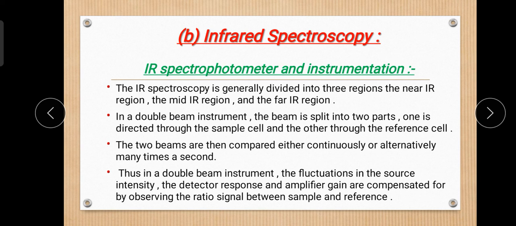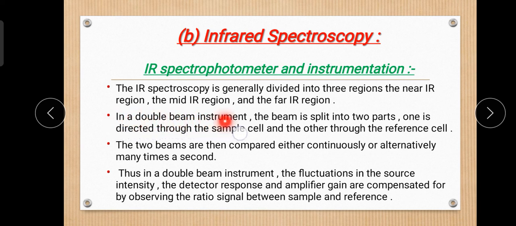So let's start with the IR spectrometer or IR spectrophotometer and its instrumentation. The IR spectroscopy is generally divided into three regions: the near infrared region, the mid IR region, and the far IR region. As we already mentioned in our previous lecture, the IR radiation is divided into three different regions, and all those regions have different wavelengths and hence frequencies. According to that we get the spectrum.